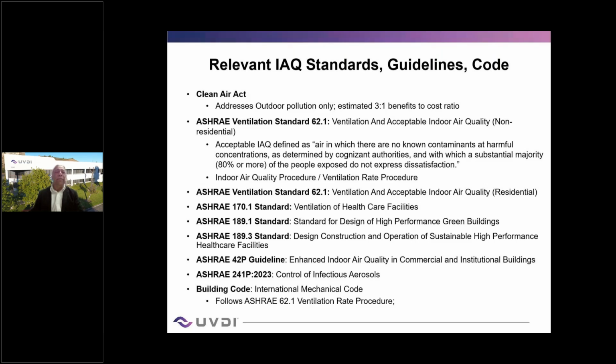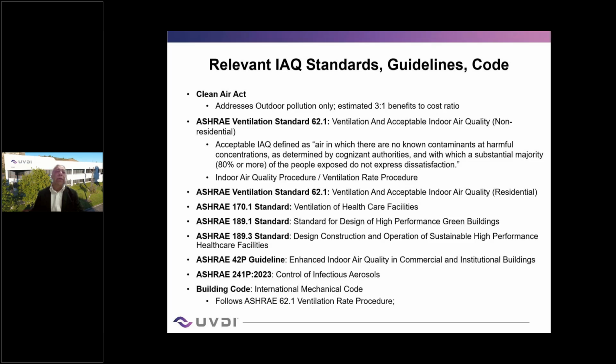Then you have, sorry, this was 62.2. This is for residential. For healthcare facilities it is 170.1. For green buildings, 189.1. For healthcare facilities for sustainable buildings it is 189.3. There's a guideline from ASHRAE, Guideline 42P, enhanced indoor air quality guideline for commercial and institutional buildings, which you can use.